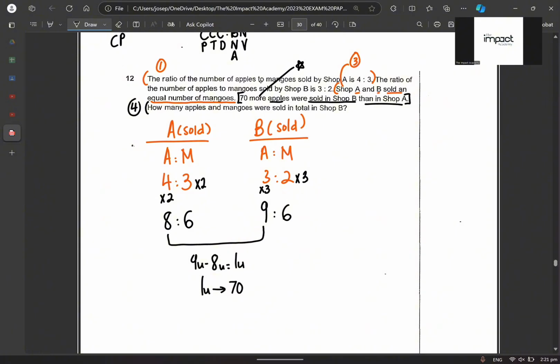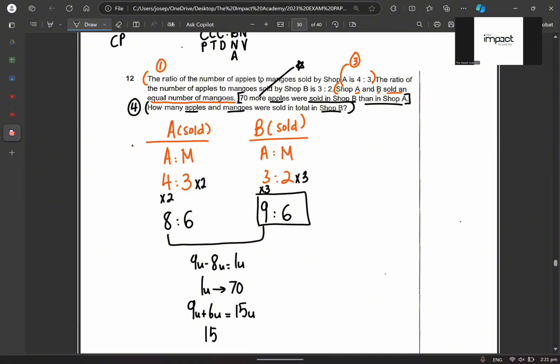The question says how many apples and mangoes were sold in total in shop B. Now, for apples and mangoes total in shop B, you fix your eyes on these ones over here. So we know it's 9 units plus 6 units, which equals 15 units.